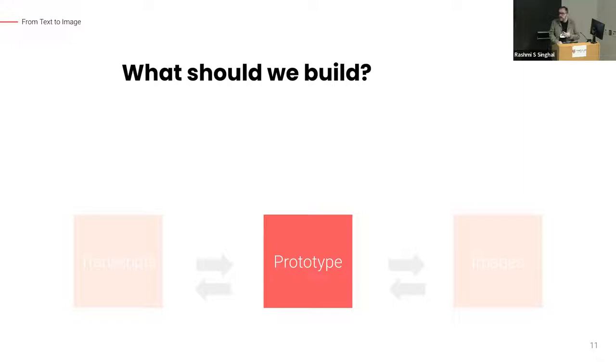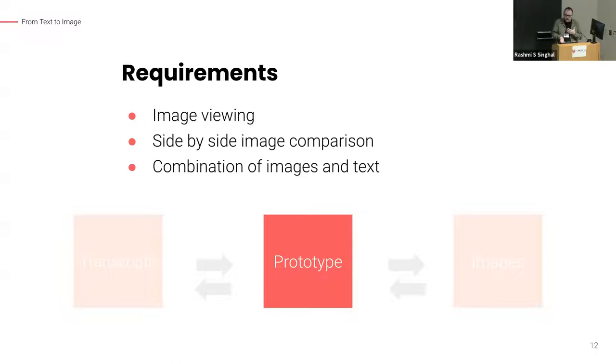We had some key requirements. The users of the site had to be able to view these images, you know, deep zoom, those types of things, do side-by-side image comparisons so they could compare more than one manuscript witness to the same text, and also to be able to combine images and text and see these together in some way. So to be able to explore through image and through text.